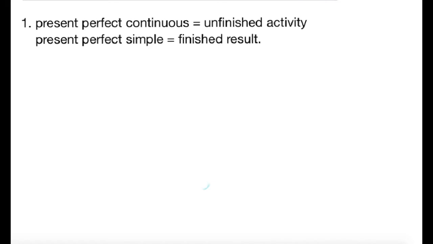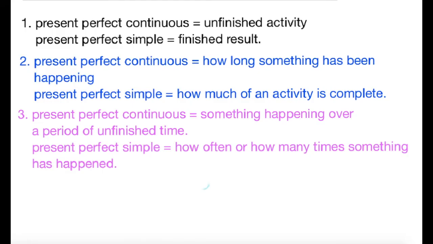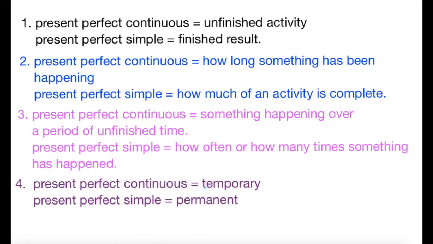So let's recap. Remember, the present perfect continuous is used to focus on the unfinished activity, and the present perfect simple is used to focus on the finished result. Secondly, we use the present perfect continuous to talk about how long something has been happening, and the present perfect simple tells you how much of an activity is complete. Thirdly, we use the present perfect continuous when we want to emphasize something happening over a period of unfinished time, whereas the present perfect simple is used to talk about how often or how many times something has happened. And lastly, we can use the present perfect continuous to show that something is temporary, whereas the present perfect simple is to talk about how long when we view something as permanent.